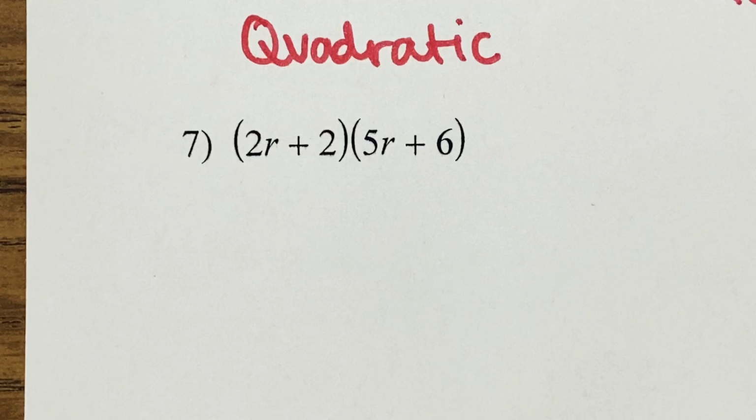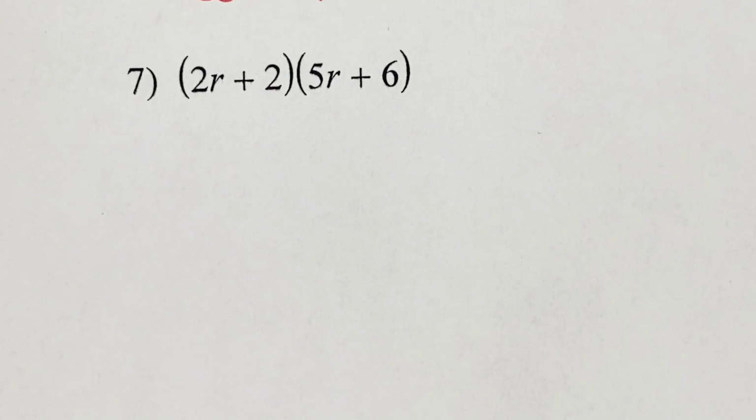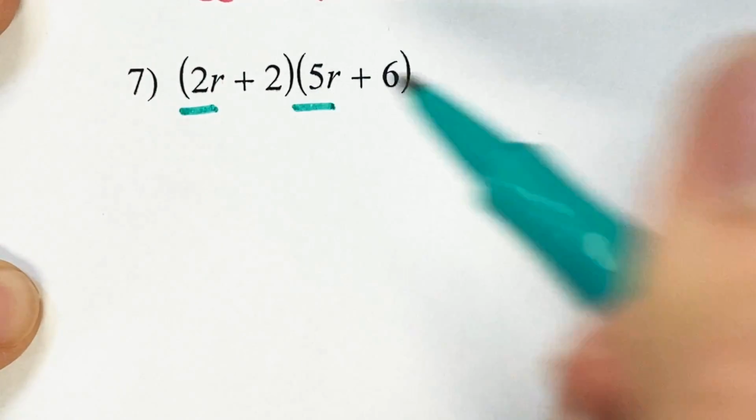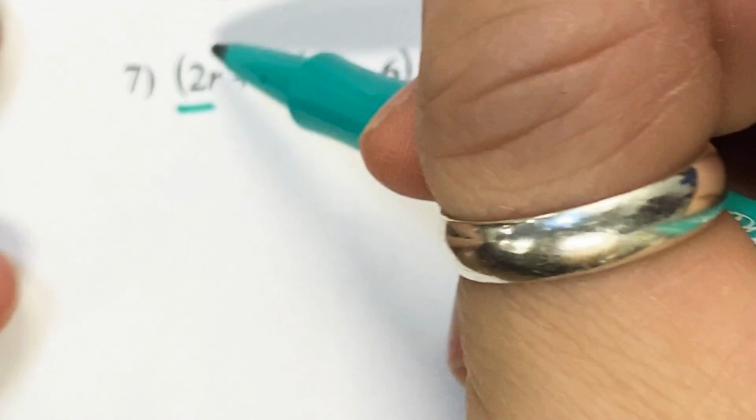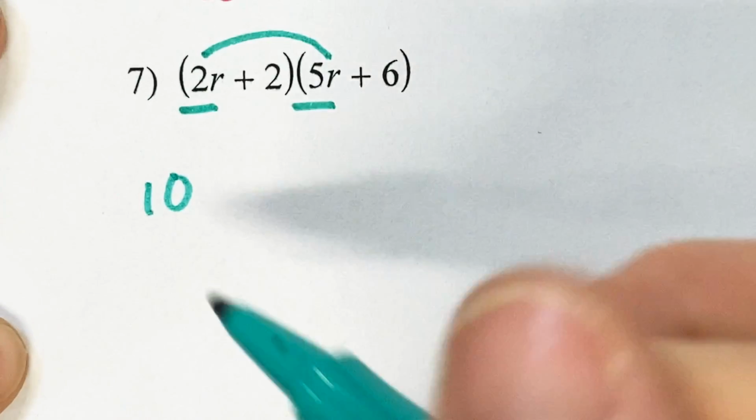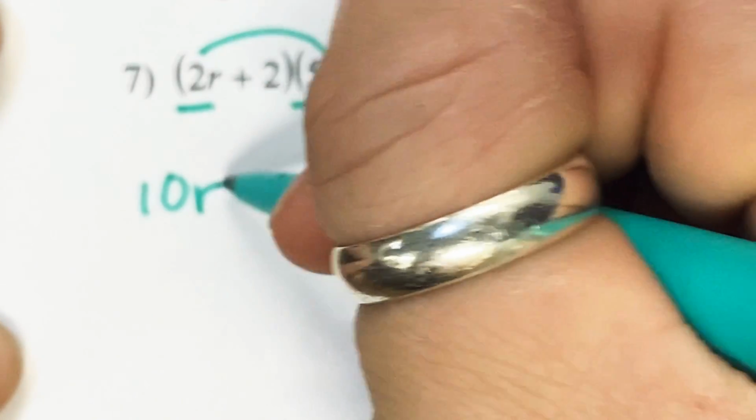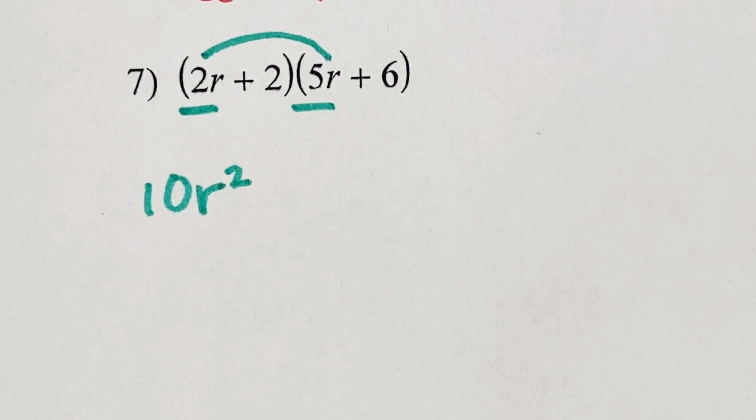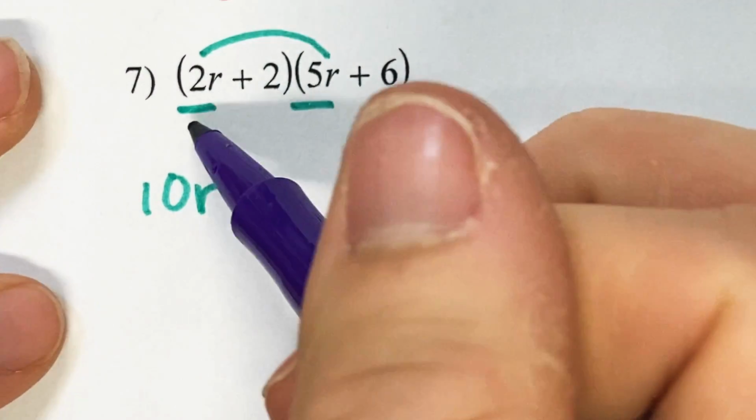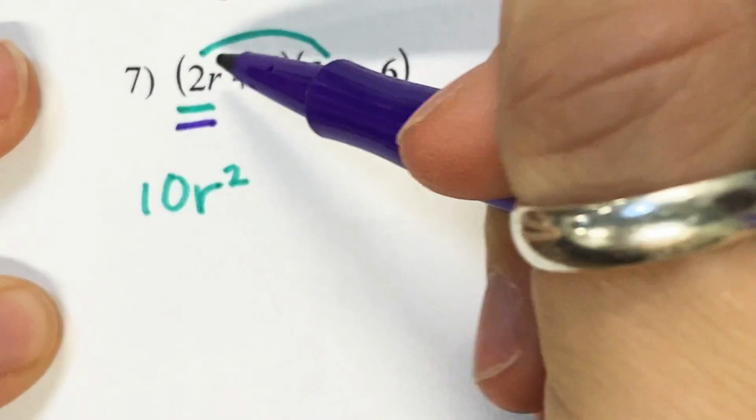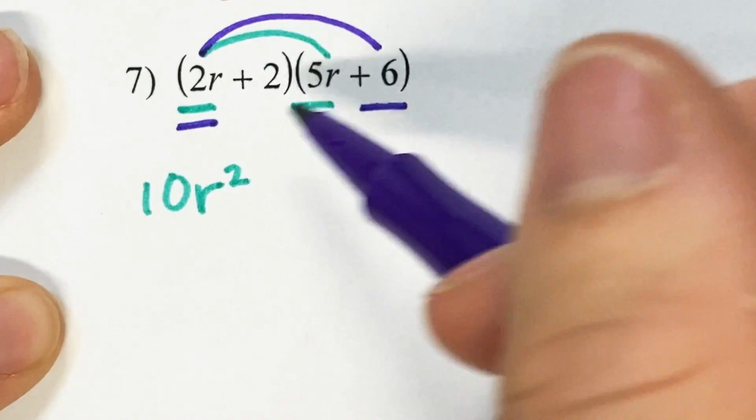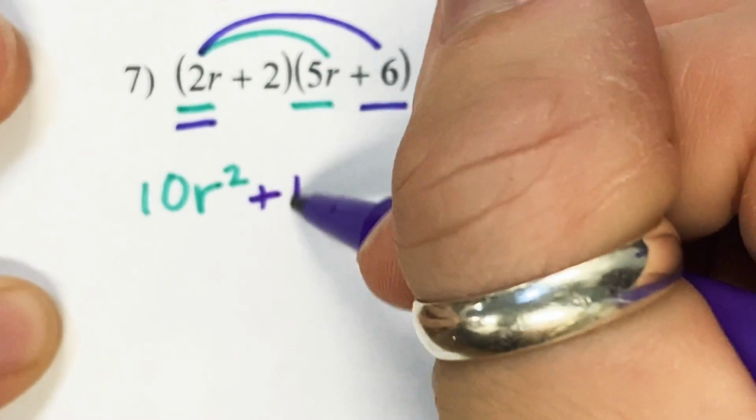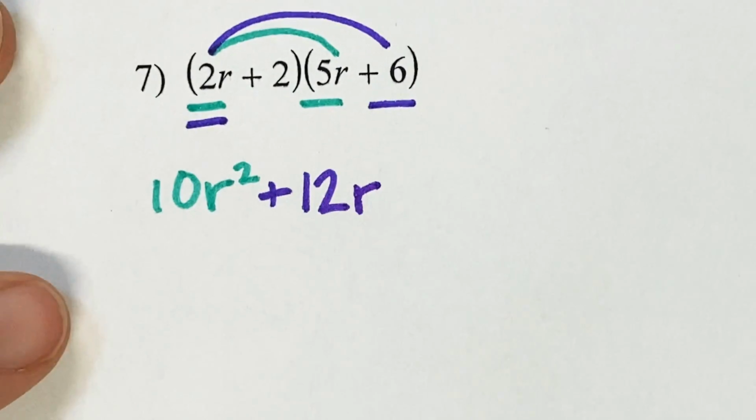Okay, let's keep practicing. What is our first letter in FOIL? F, which stands for first. So our first terms, 2r times 5r. What is 2 times 5? It's going to give me 10. R times r is r squared, 10r squared. Our next letter in FOIL is O. So our outside, 2r times 6. 2 times 6, positive 12 with the 1r, so 12r.